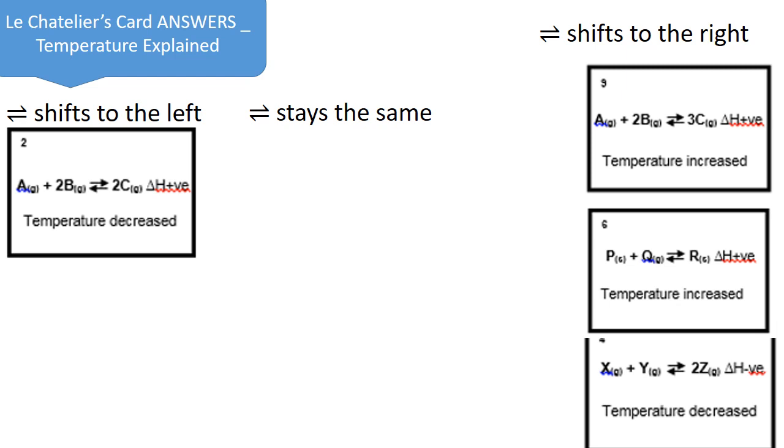And in the bottom example, we're told that delta H is negative in the forward direction. So if we decrease the temperature, we make it colder, the system's going to want to warm up, and that's going to favour the exothermic direction, so it's going to go in the forward direction.